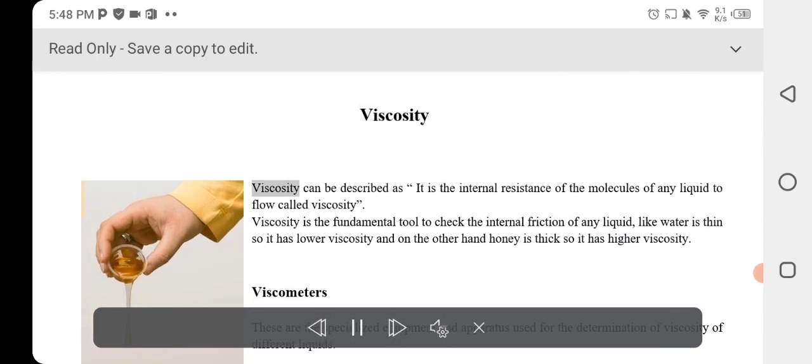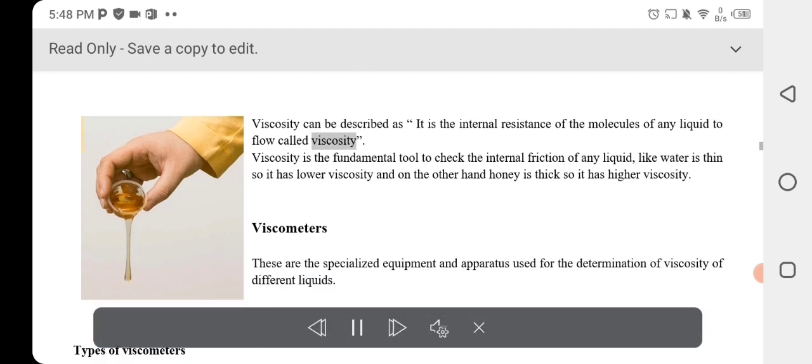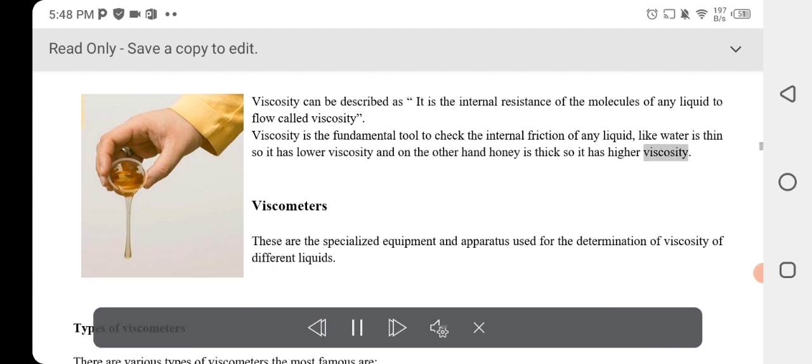Viscosity. Viscosity can be described as the internal resistance of the molecules of any liquid to flow. Viscosity is the fundamental tool to check the internal friction of any liquid. For example, water is thin so it has lower viscosity, and on the other hand honey is thick so it has higher viscosity.